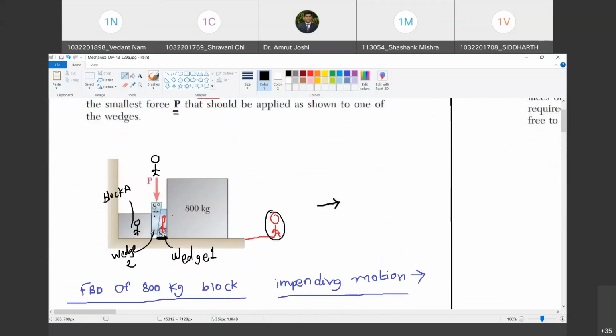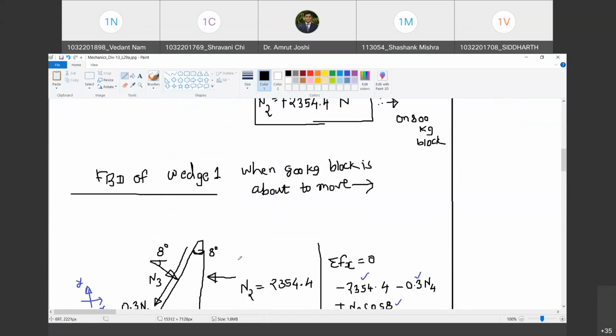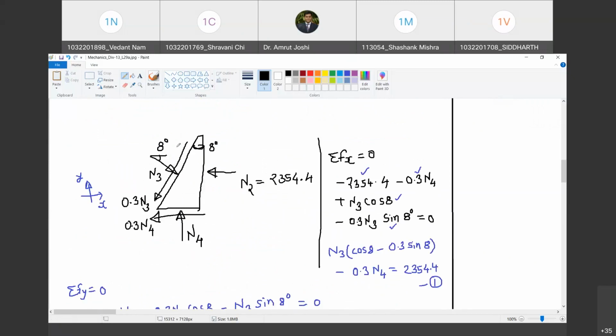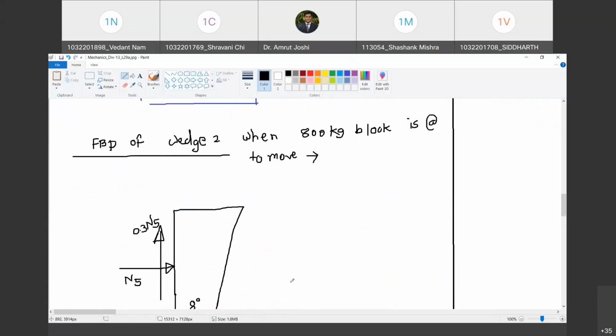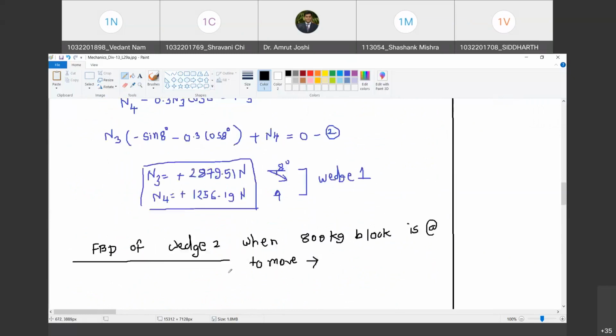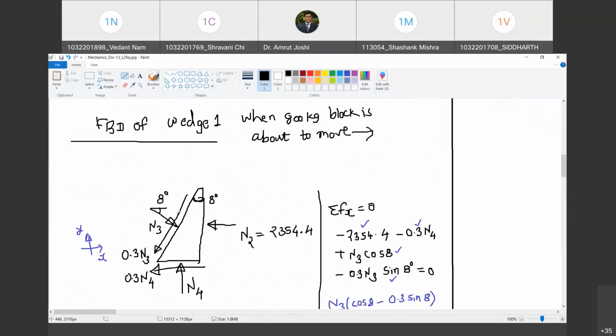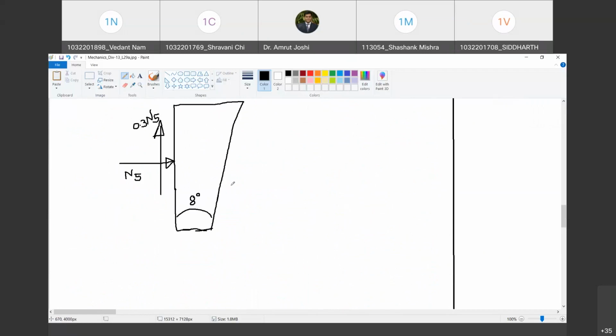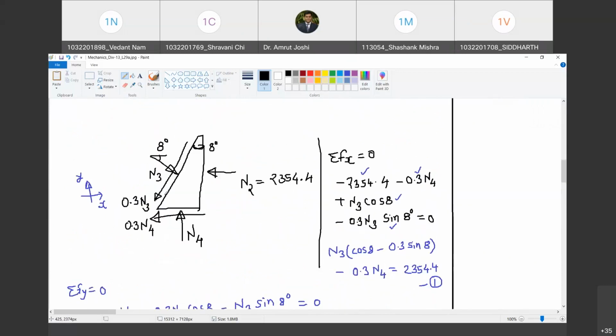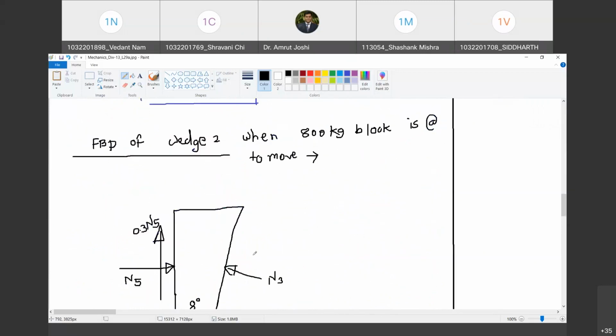Now what else is external to this block? Anything that wedge 1 offers on wedge 2 is external. Do you agree with me? Yes, sir. But now, do we know what wedge 2 has done on wedge 1? Yes, sir. Wedge 2 is applying N3 and 0.3 N3 like this. So wedge 1 on wedge 2 will apply N3 and 0.3 N3 but in opposite sense. Do you agree with me? Yes, sir. So this will be N3. Happy? Are you with me? Yes, sir. And 0.3 N3 will be towards up.